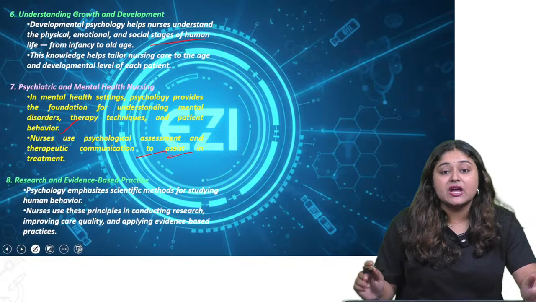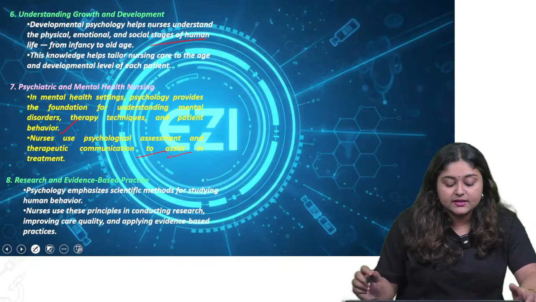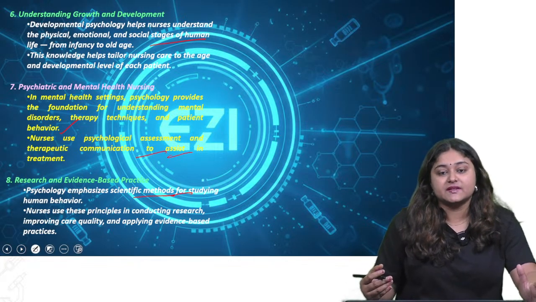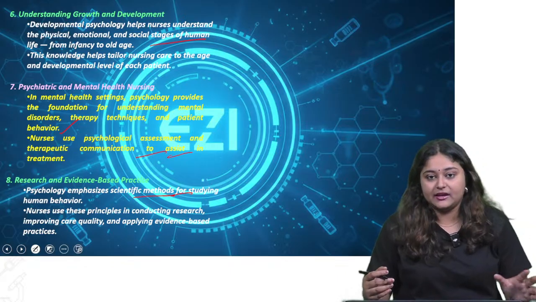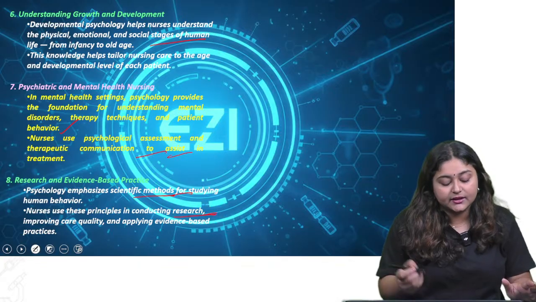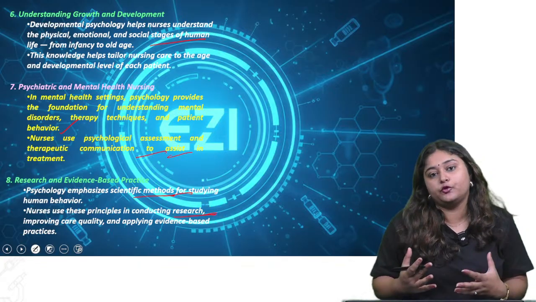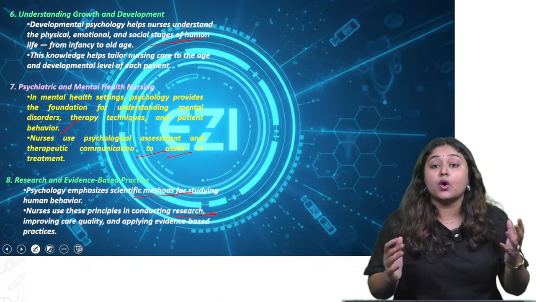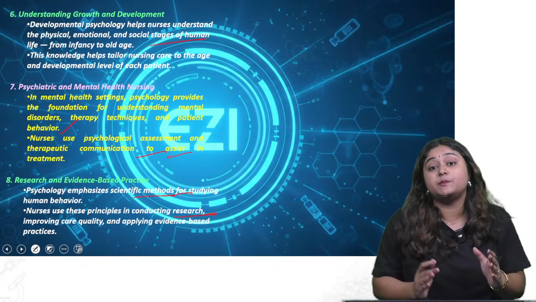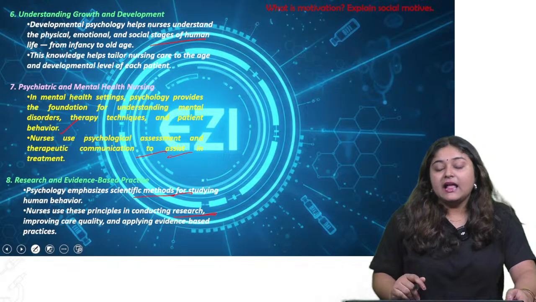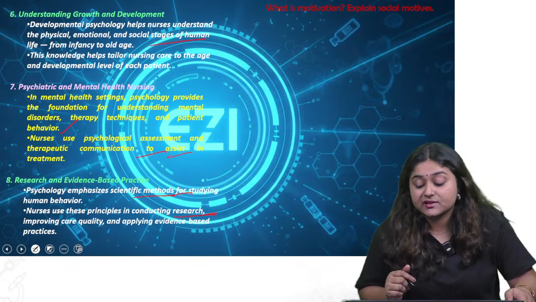Next is research and evidence-based practice. In this, psychology emphasizes the scientific method for studying human behavior. The nurses use these principles as a tool in conducting research, which is mainly helpful for improving the quality of care to the patients, and also for applying evidence-based nursing practice on the patients.